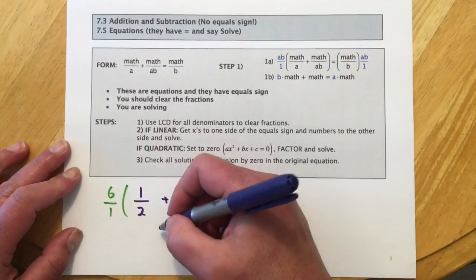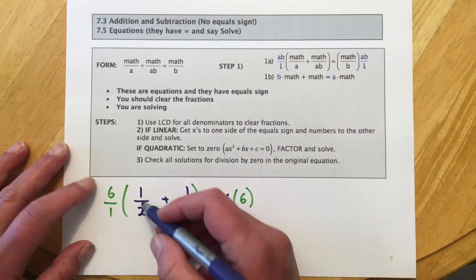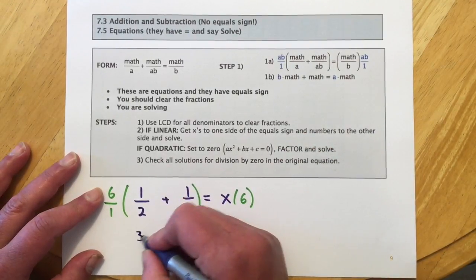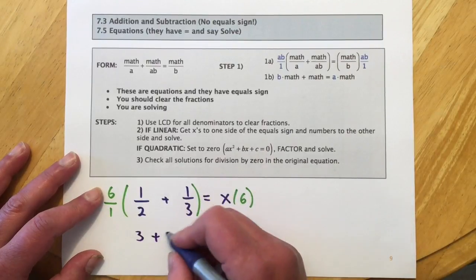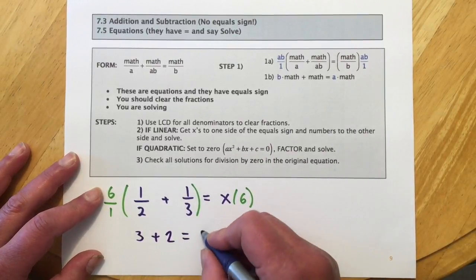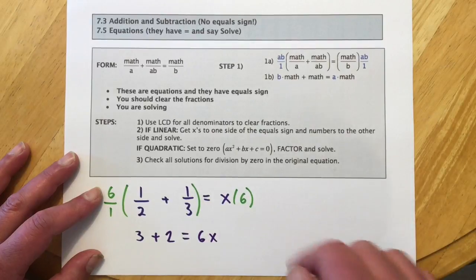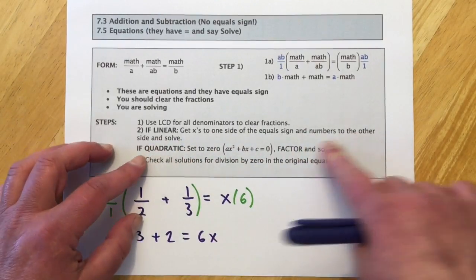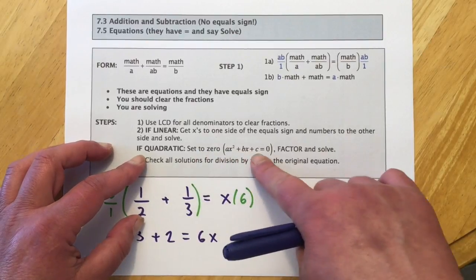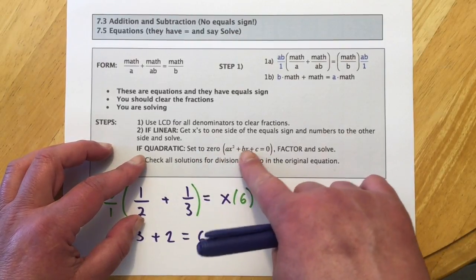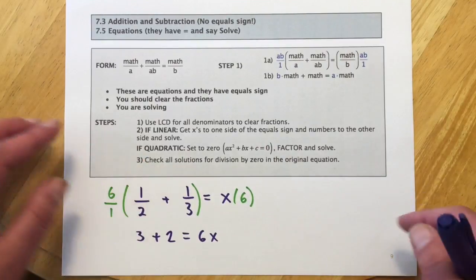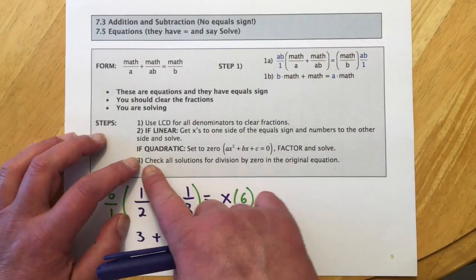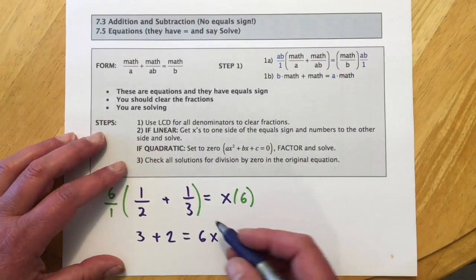And then I'm going to cancel these fractions. 6 over 2, that would make 3. And then 6 over 3 will make 2. And this side will be 6x. If linear, get x's to one side of the equals and numbers together and solve. If quadratic, set to 0. So do the x squared plus whatever equals 0. And then factor and solve. The last thing on these is we have to check all solutions for division by 0.